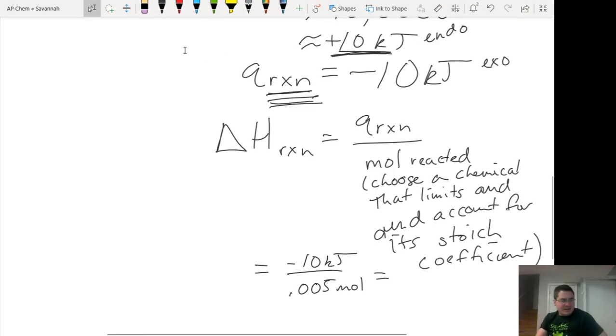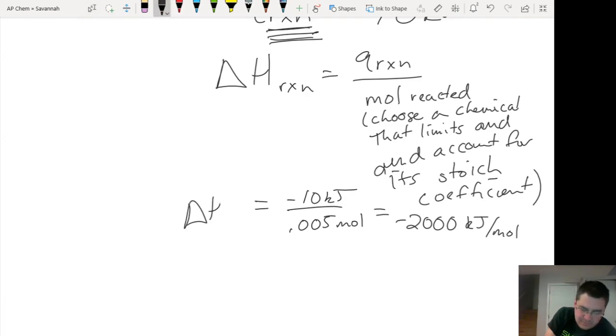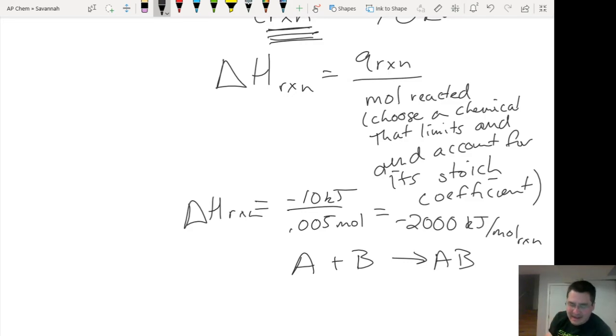And you get, that's like 20 something thousand. Let me do it so I don't mess up. Negative 10 divided by 0.005 is negative 2,000 kilojoules per mole. Is it per mole of the reaction? Yeah, that's per mole as written. So if you react exactly 1 mole of A with 1 mole of B and form 1 mole of AB, it will release negative 2,000 kilojoules. Does that make sense? Yeah, that makes sense.